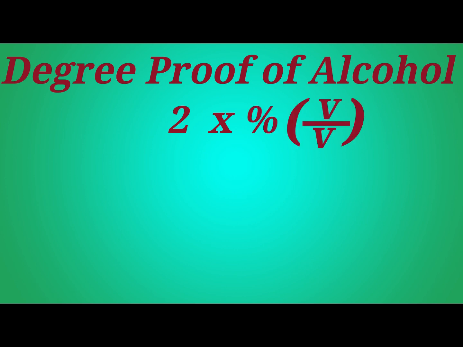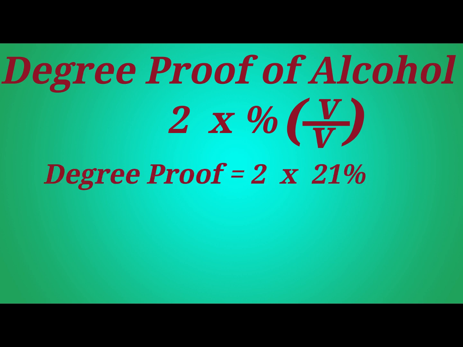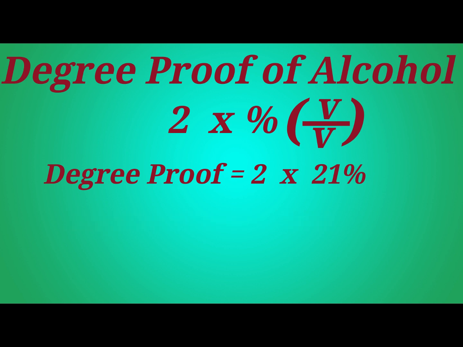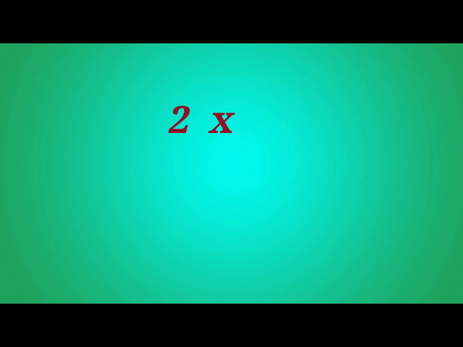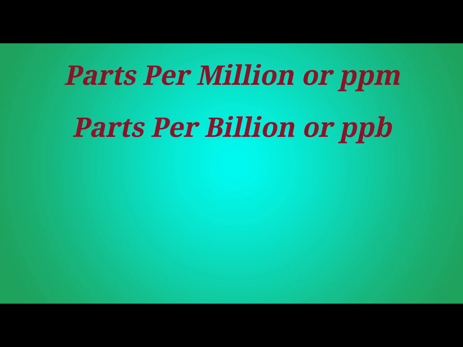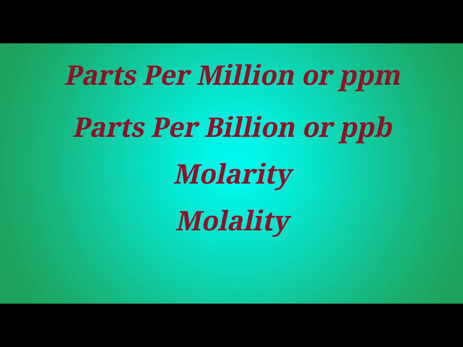If we use our previous exercise problem, we just multiply 2 times 21%. So our final degree proof is 42% for that sample problem. There are also many ways of expressing the concentration of solution, just like parts per million or ppm and parts per billion or ppb. We also have molarity, molality, or mole fraction.